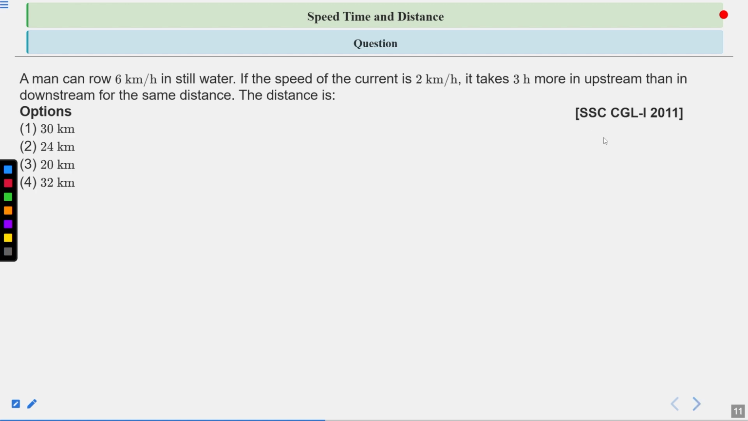A man can row 6 km per hour in still water. If the speed of the current is 2 km per hour, it takes 3 hours more upstream than downstream for the same distance. The distance is. And this question was asked in the SSC CGL Tier 1 exam in 2011. So there are four options. First one is 30 kilometers, second is 24 kilometers, third is 20 kilometers, and fourth one is 32 kilometers. Now you have 10 seconds to analyze the question. Your time starts now.